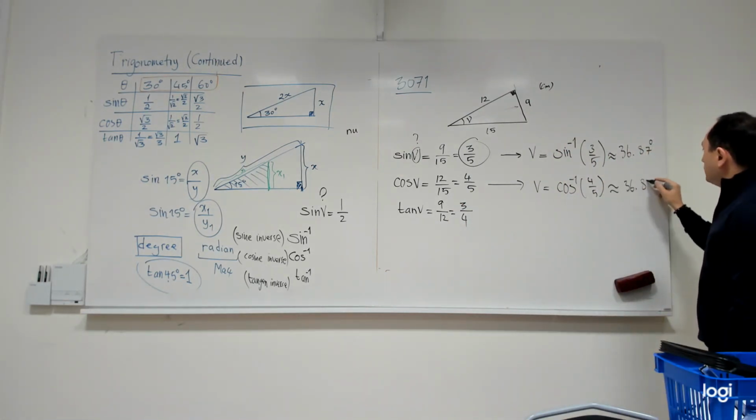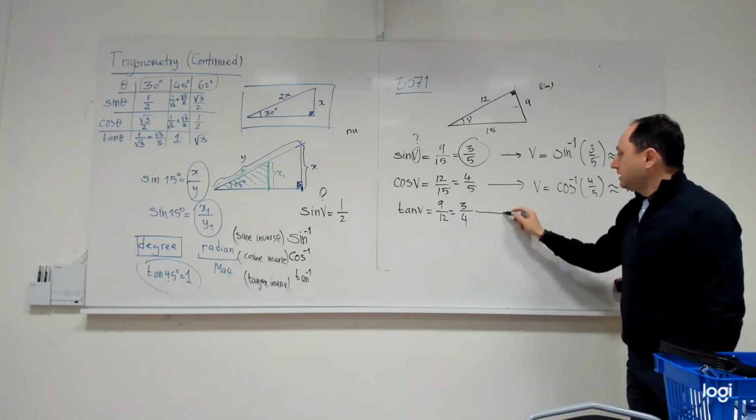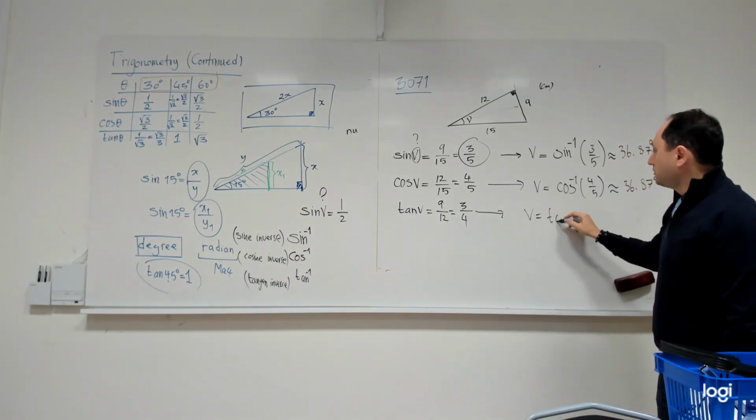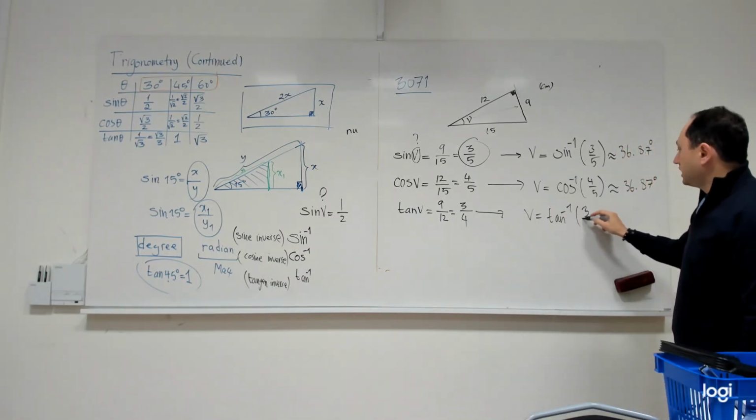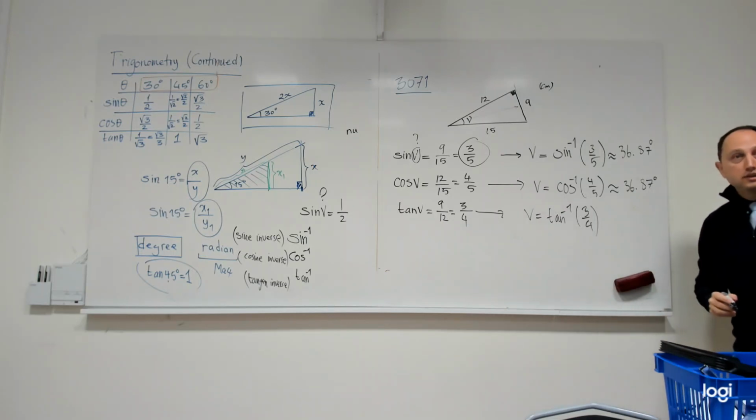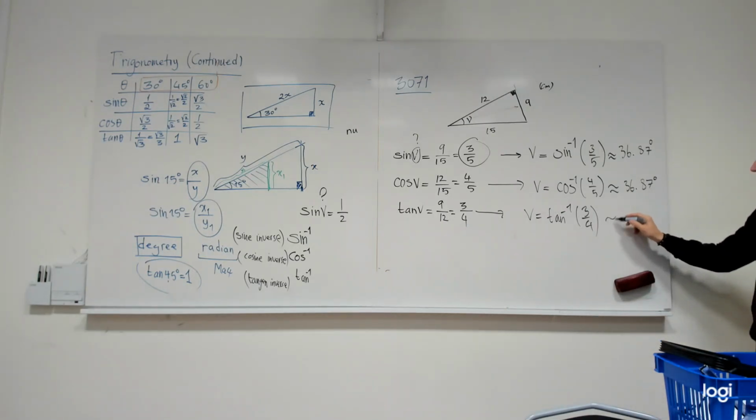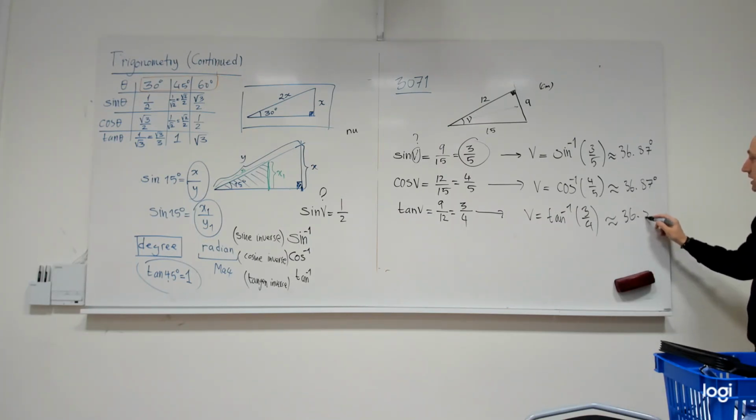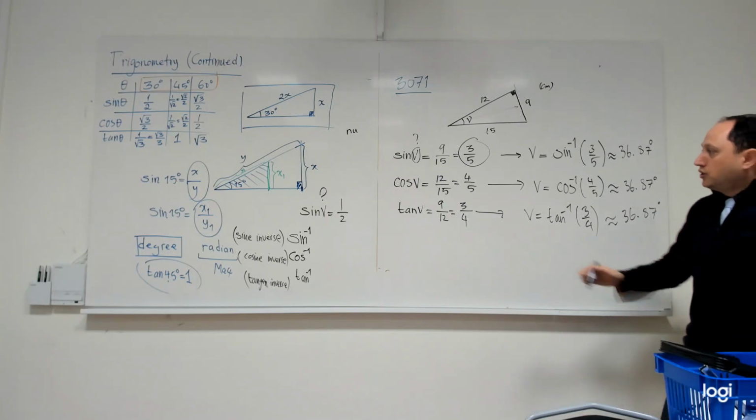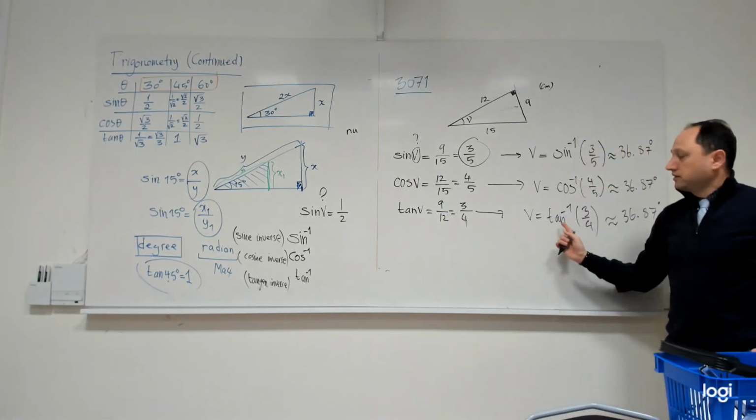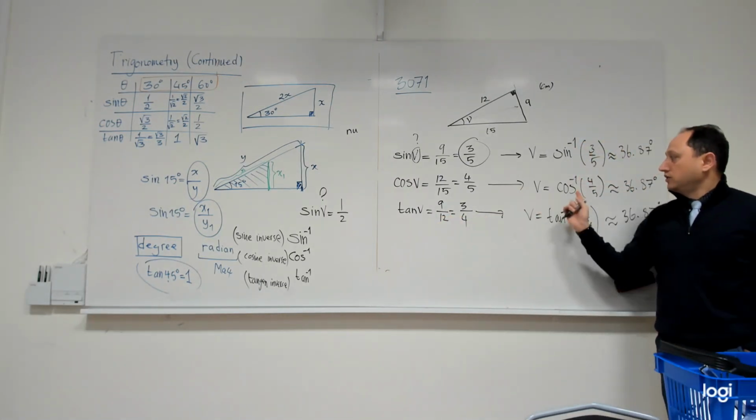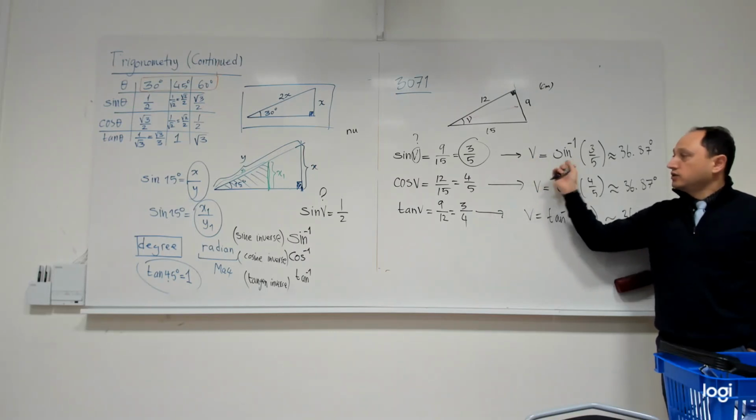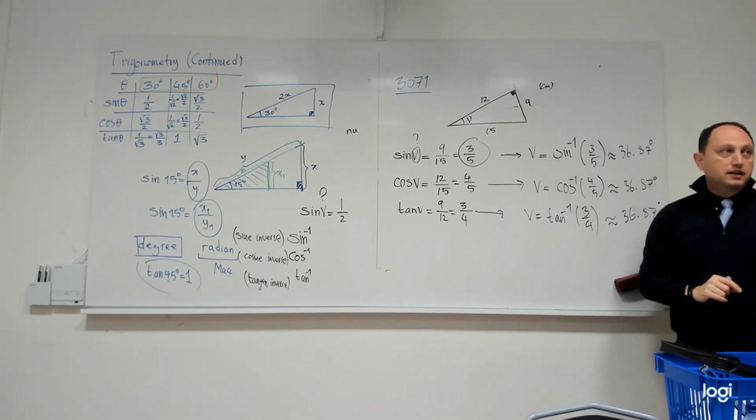And if you want to use tangent, can you do that one for me as well to double check everything? Is it the same number? Hopefully? Yes. So 36.87. So you see, if you know tangent, you use this button on the calculator. If you know cosine, you use this button. If you know sine, you use this button. Yes? Is that clear?